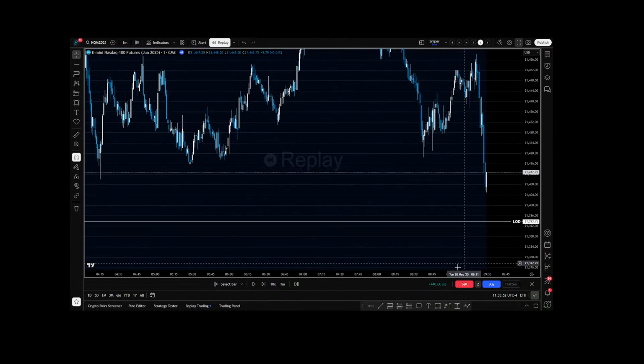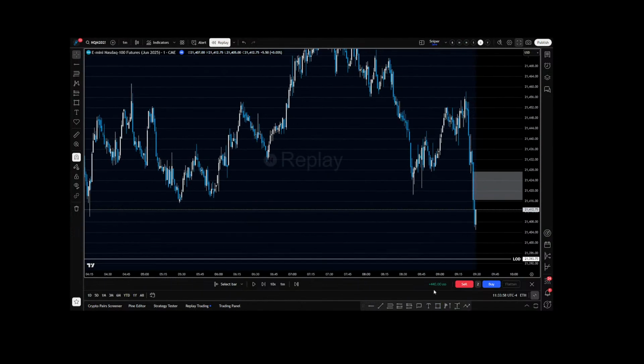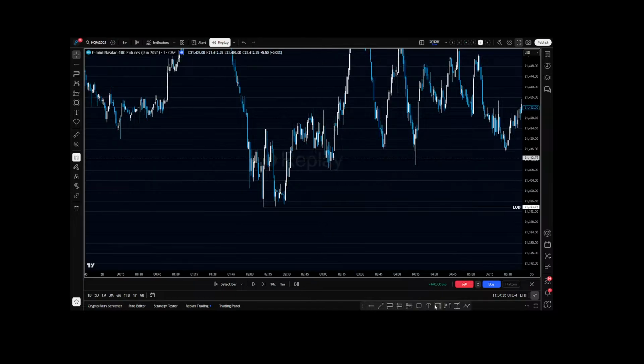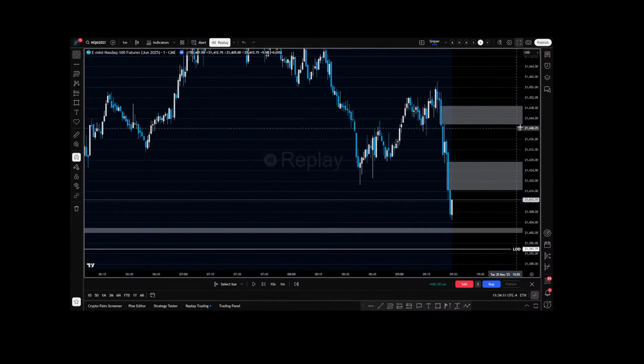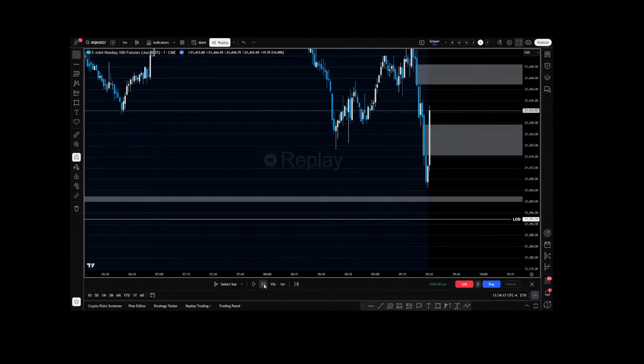And then fair value gaps, what do we have nearby? Fresh 1 minute bearish here. Another up here. And then bullish, we have this lower 1 minute here. And that's all we'll do for now. So let's see the open. Okay, strong inversion at the open.